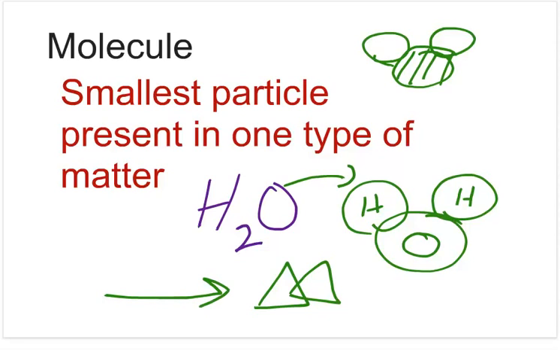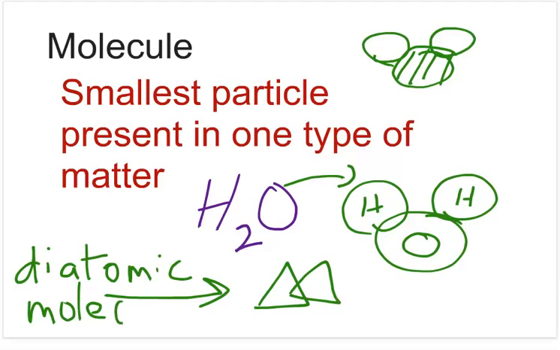This one is 2 atoms of the same type bonded together. That's why I had them overlap. This is actually called a diatomic molecule. Okay? And that means it's made up of 2 of the same types of atoms. The thing about diatomic molecules is they will not exist as single atoms in nature. They will always bond with another atom of the same type. This is called a diatomic molecule.